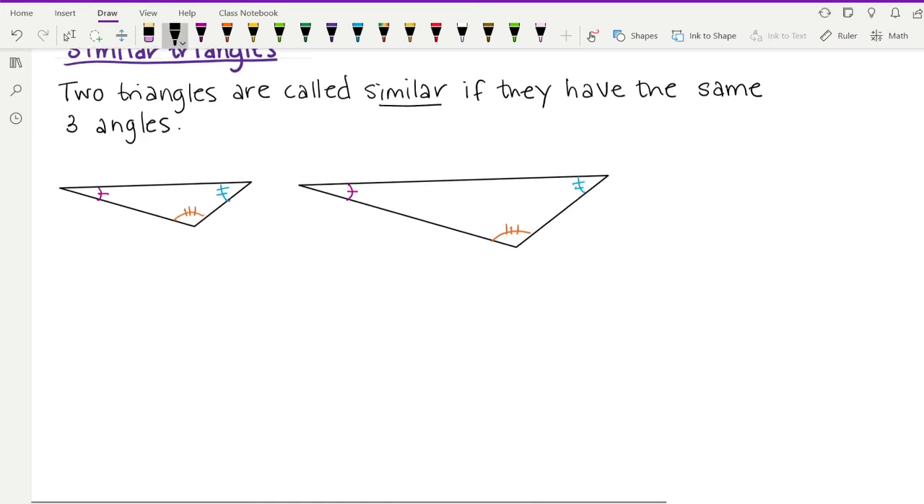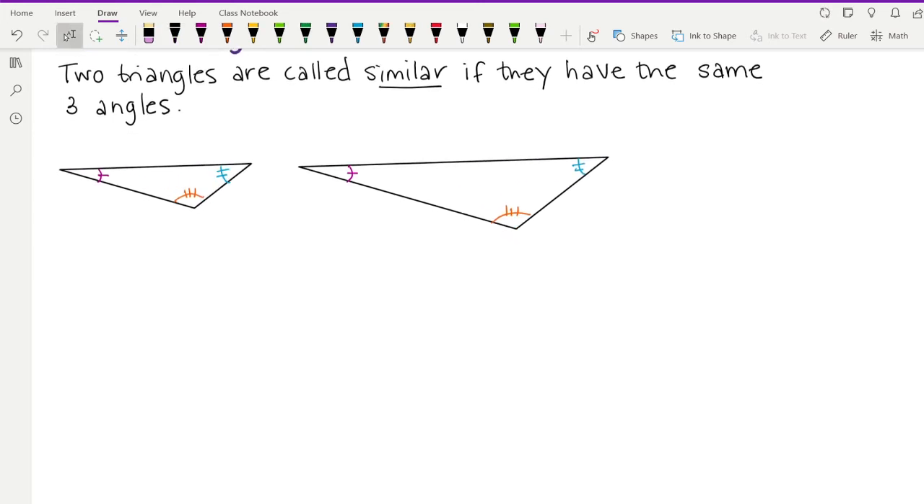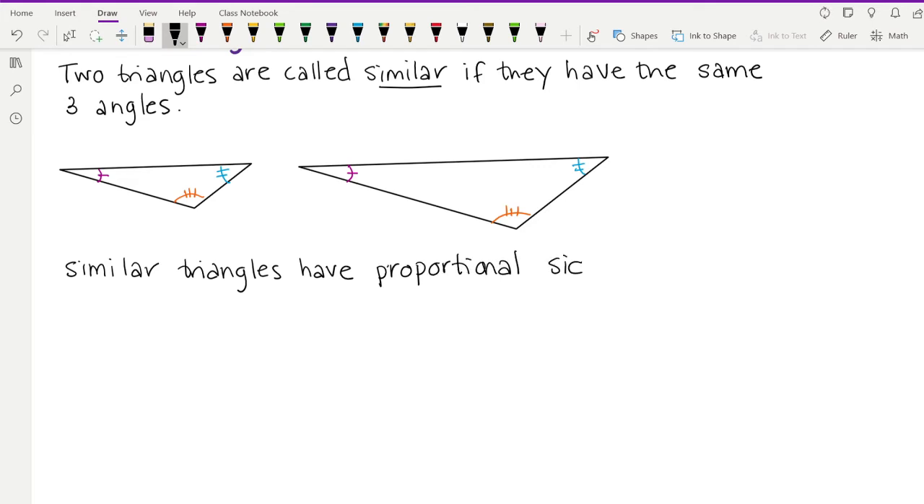And so there's another way to describe this feature of them having the same shape, and that is by saying that their sides are proportional. Similar triangles, and I'll explain exactly what I mean by that in a moment, similar triangles have proportional sides. So what do I mean when I say proportional?